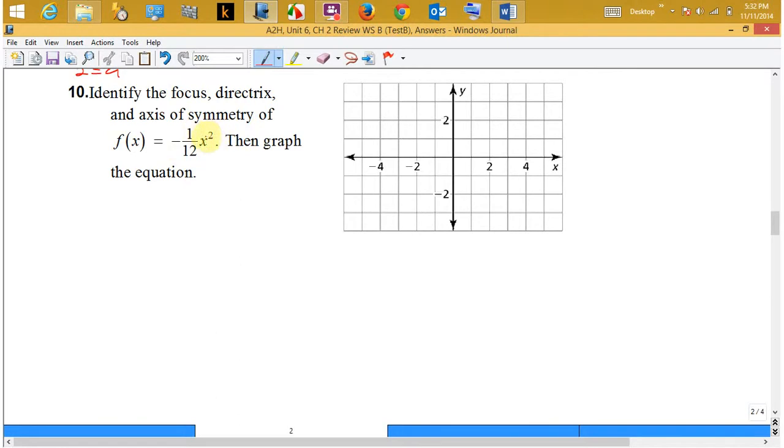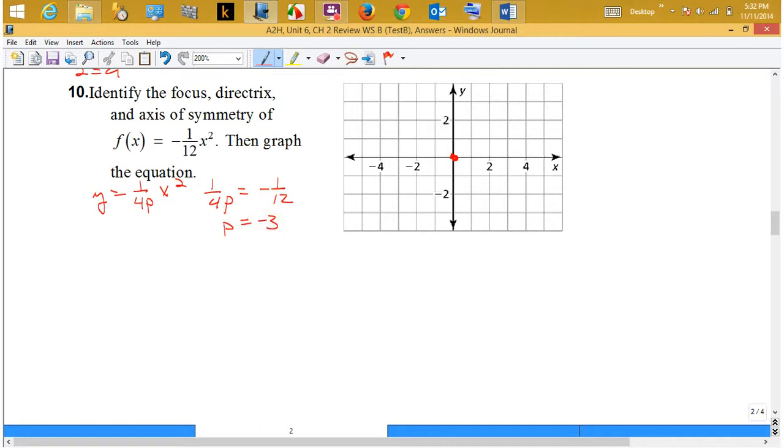This does not have an h, k, so the vertex will be at the origin. And so I know that 1 over 4P must be equal, because here's my equation form: y is equal to 1 over 4P times x squared. So 1 over 4P must be equal to a negative 1/12. So if we look at this, P must be equal to a negative 3.